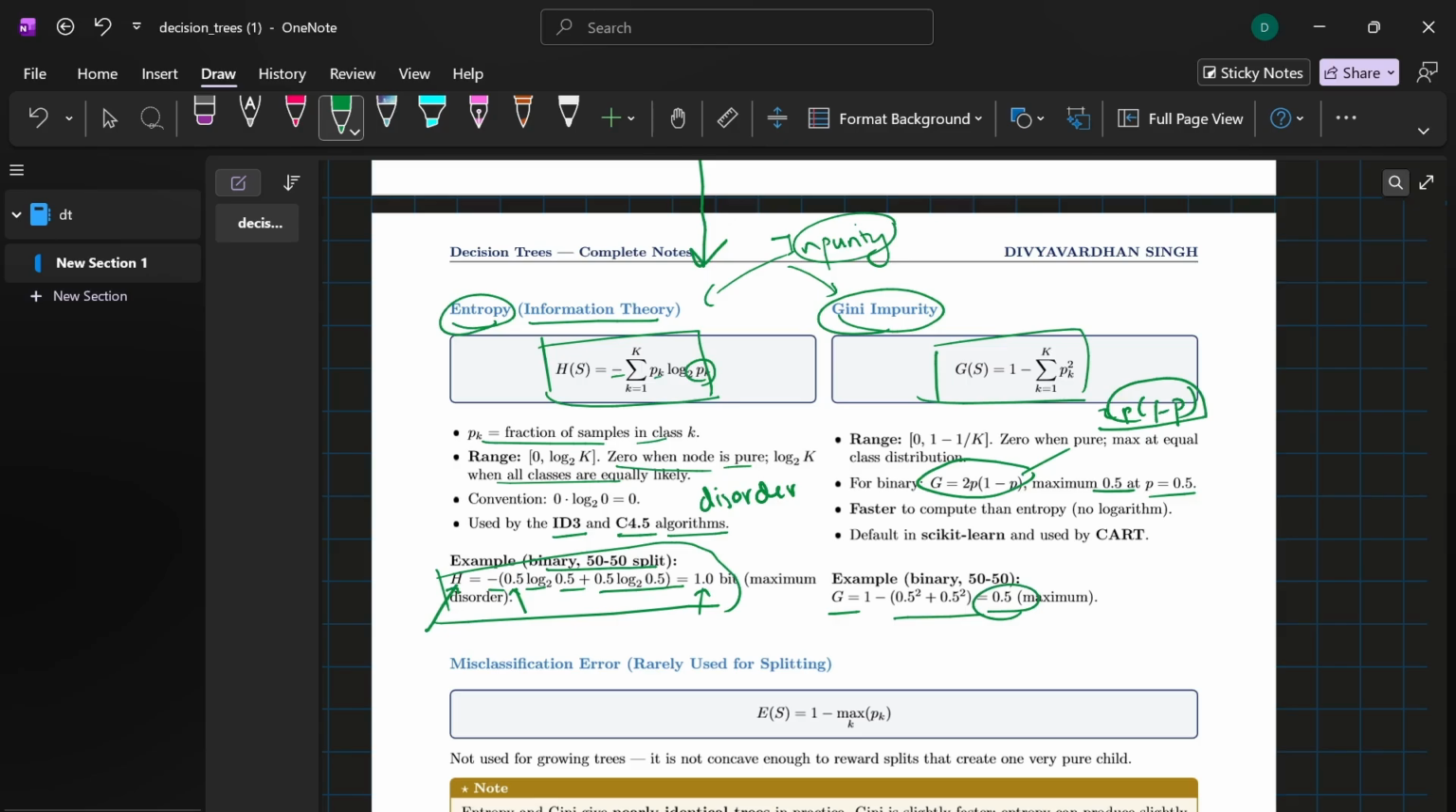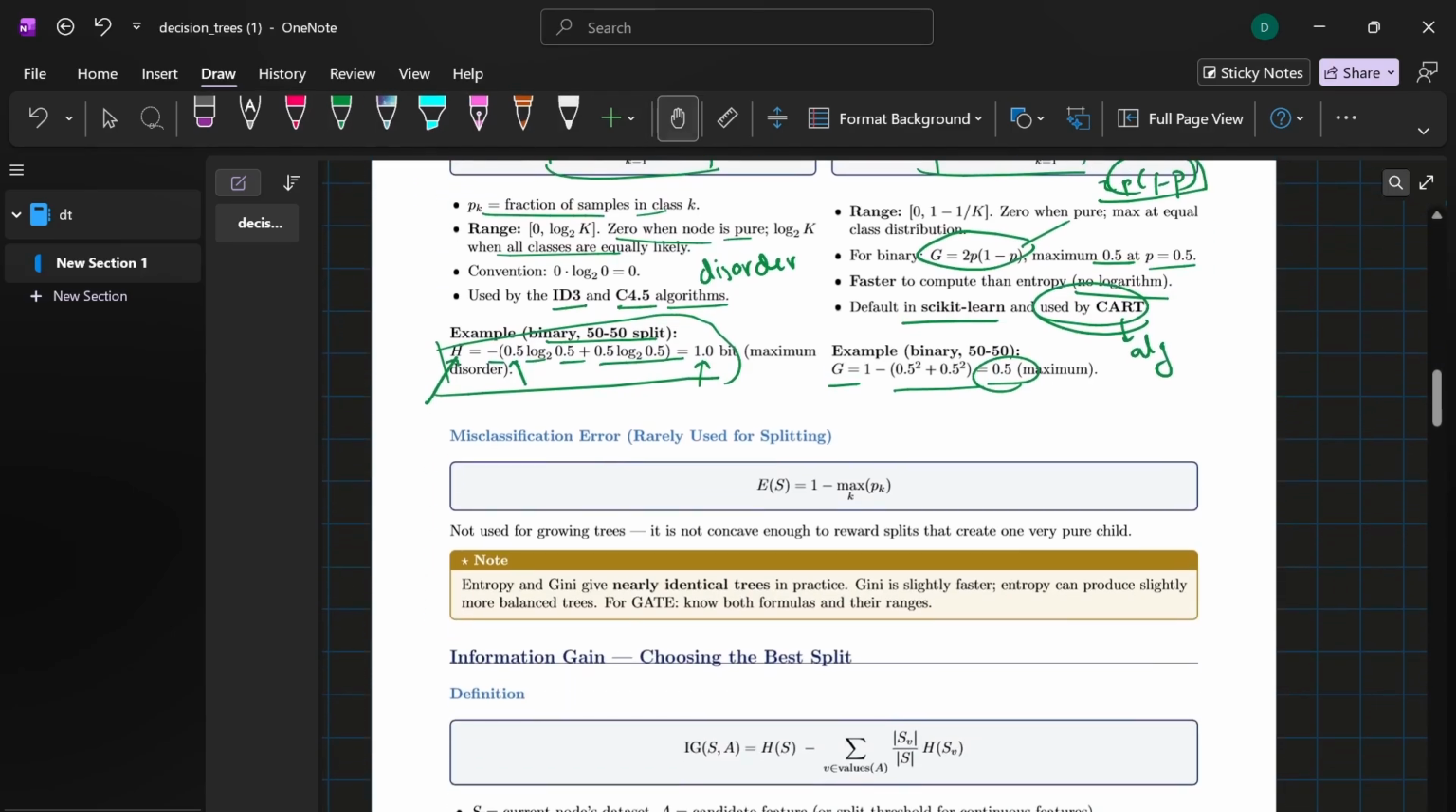Gini is faster to compute because there is no logarithm involved. It is the default in scikit-learn and is used by the CART algorithm. In practice, this is very important for the exam also, as Gini and entropy give nearly identical trees, but Gini is just slightly faster as compared to entropy.